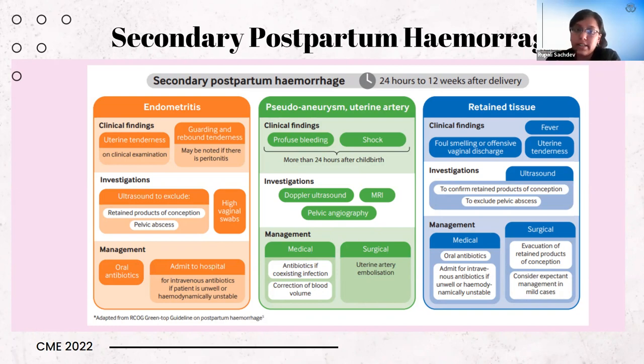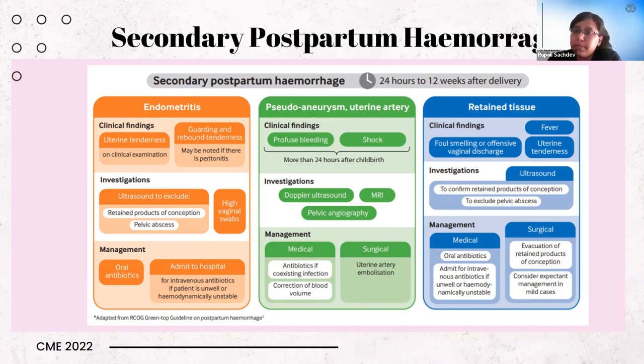So if you have peritonitis, you will do an ultrasound to look for any retained products of conception, or if she has an abscess. So if she got infected and she developed an abscess, then you can look at it on an ultrasound. You will also do a high vaginal swab to look for infectious causes. Management, antibiotics, and you admit the patient for antibiotics if the patient is systemically unwell and hemodynamically unstable.